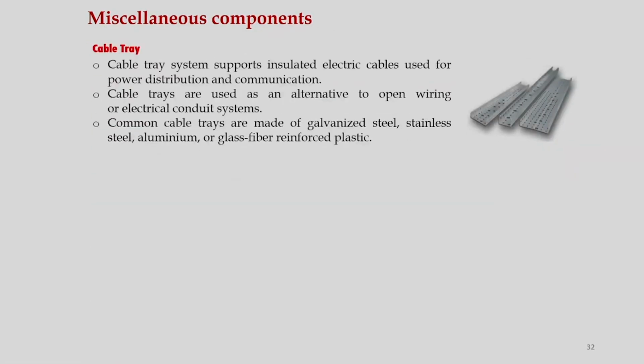Okay? And of course, we need cable trays for installing those PV modules in this grid connected system. This cable tray system supports insulated electric cable used for power distribution and communication, right. So, as you can see, these kinds of brackets are used, and then there are holes where, in order to tighten the system, nut bolts are provided, and then that will tighten the entire PV system.